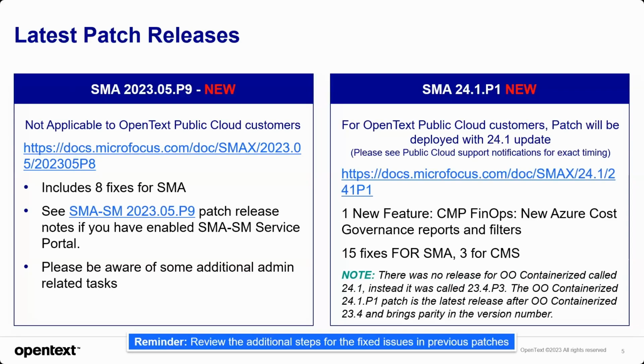That is all documented. And for our SaaS customers, just to make you aware that we're deploying patch 1 for 24.1 at the same time as applying the 24.1 update. So please refer to your public cloud support notifications or the Service Health page for the exact timing of when that is going to occur. Obviously, it's different depending on which farm you are running on.